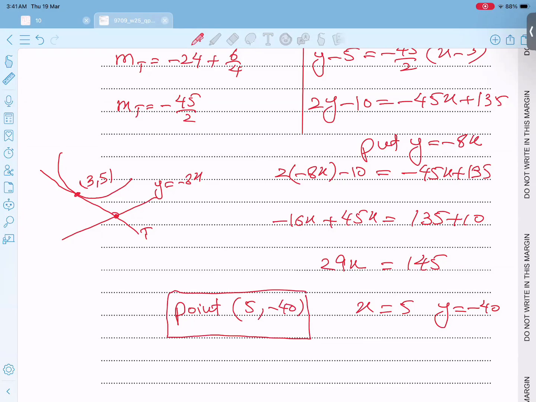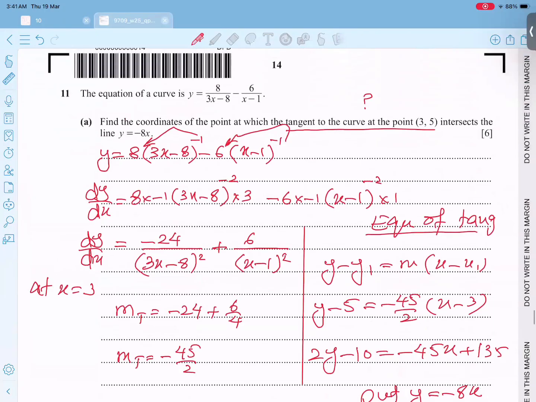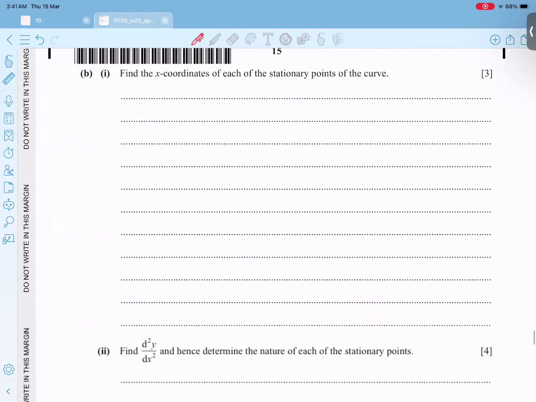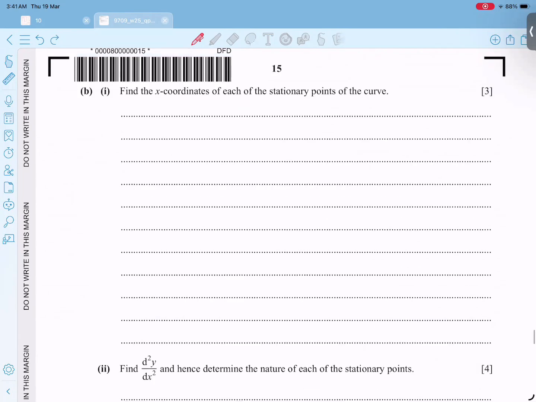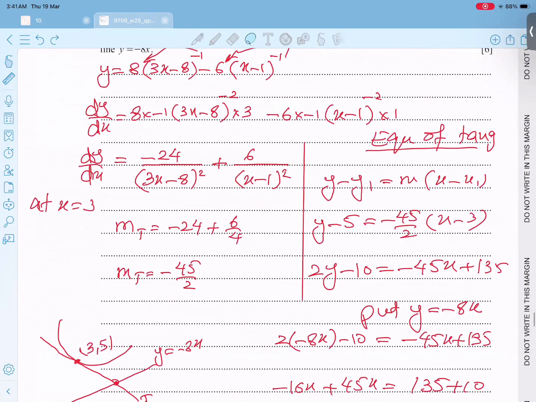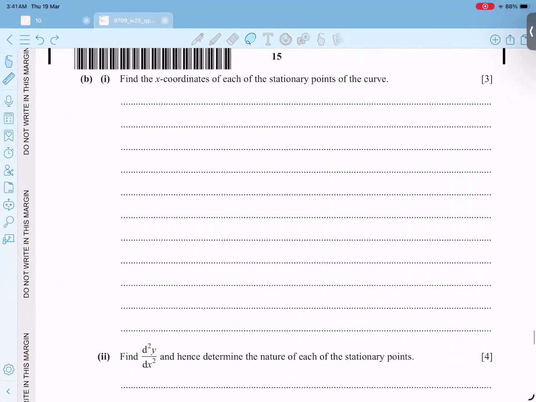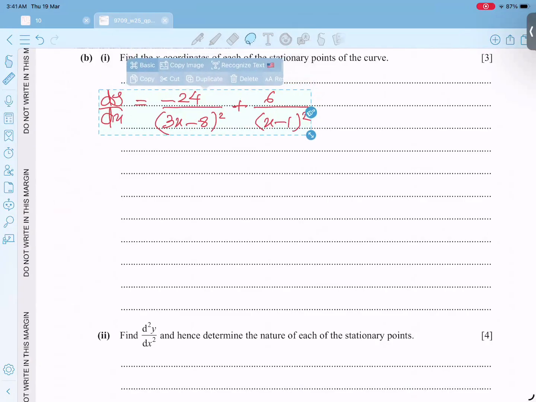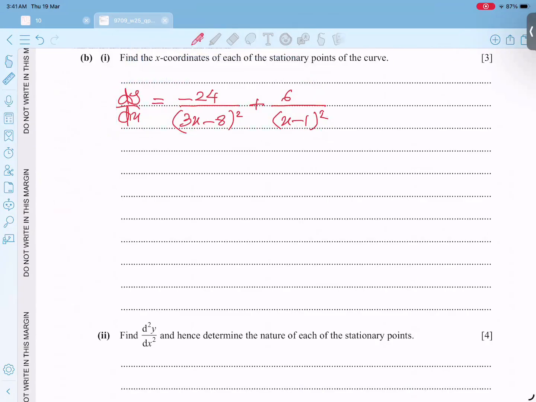And now we can go for the next part of the question, which says find the x coordinates of the stationary point. Whenever a stationary point, turning point, or extreme point comes, we always put the differentiation equal to 0. But we have the equation luckily given. I will copy this full equation from here and continue from here. So students, check it. This is the equation of the curve, and I'm going to put the derivative equal to 0. So I'm saving my time.